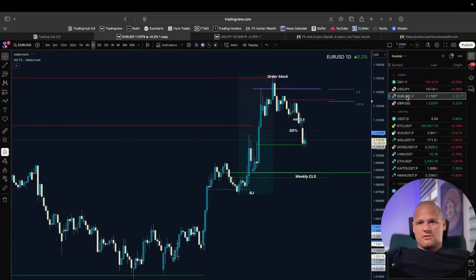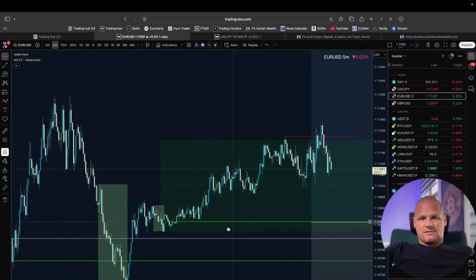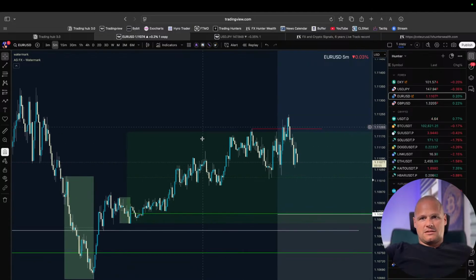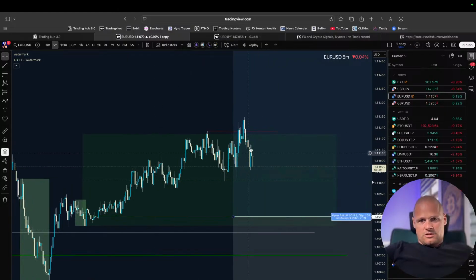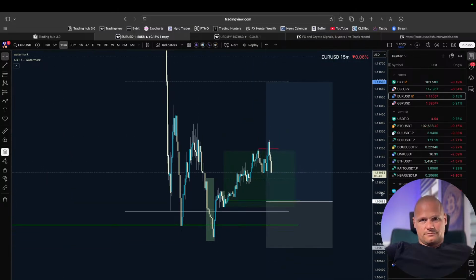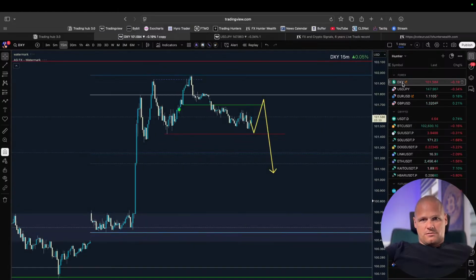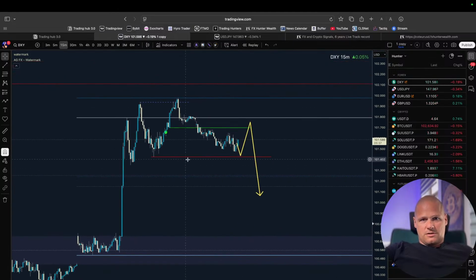So what's the euro doing? It seems like it's dropping a little bit. It actually seems quite nice for the short, maybe shorting into this low, right? Watching this one.